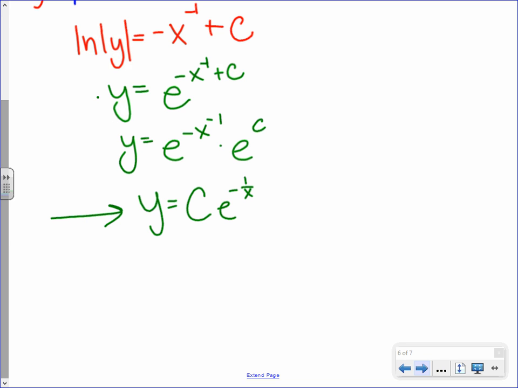Okay, so now our initial condition is the coordinate 1, 3. So we are going to plug 3 in for y and 1 in for x. Okay. So when we divide e to the negative 1 over, it really just becomes e to the first. Okay with that?